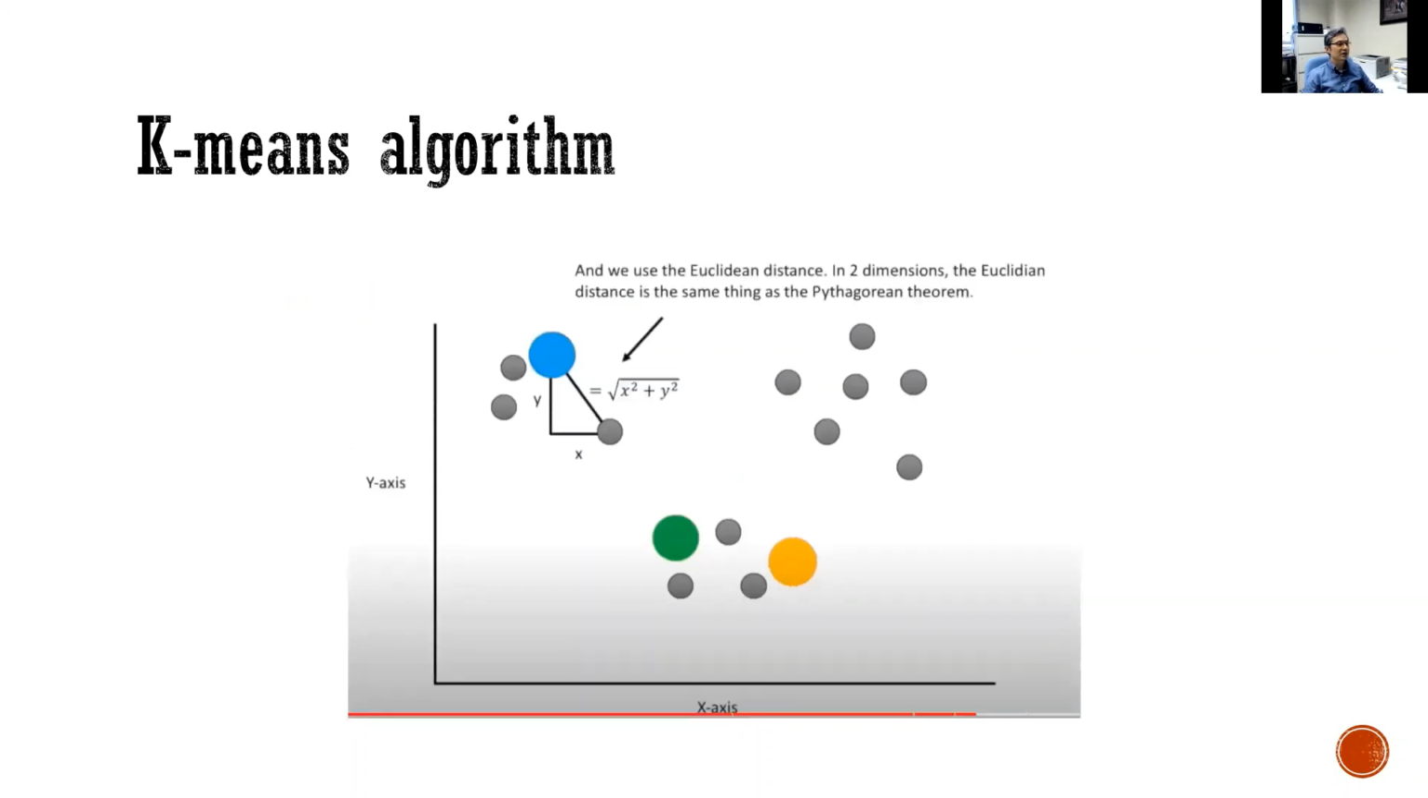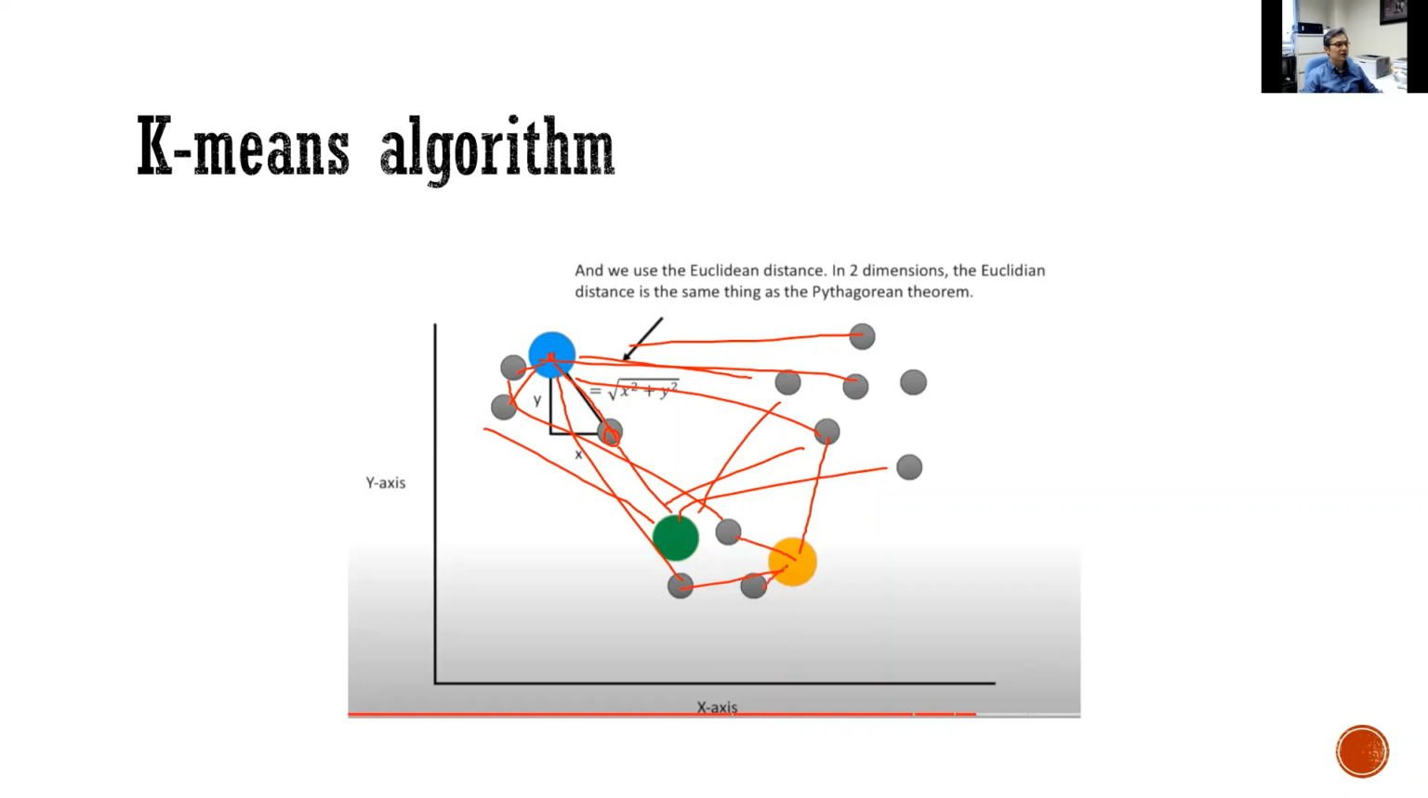Next, you compute the distance from all the data points to these central nodes. For example, you compute the distance from this data point to the blue central node. You just randomly selected it as a center, and you compute the Euclidean distance by the x-y axis, the coordinates of the data points. We do this for all data points to the blue one. You do the same for green as well: compute the distance for all the data points to green, and then to the yellow central node again.